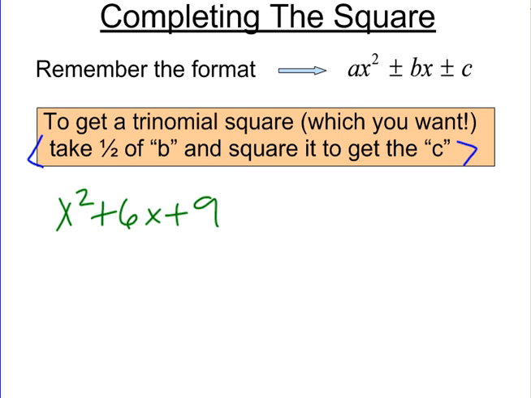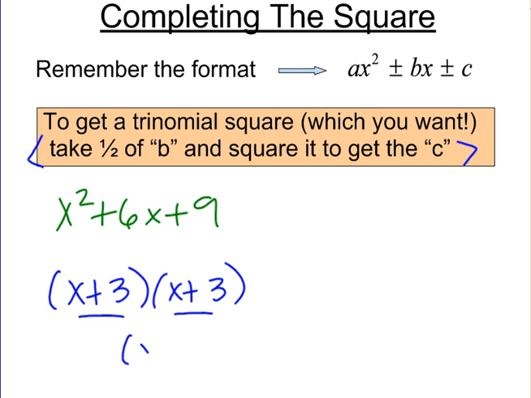Now, the reason why this is called a perfect square trinomial is because if we were to factor it, it would factor out two identical binomials. And we would be able just to say that this would be the factorization of that trinomial. So that's why this is called a trinomial square. That's what we want to get. We want it to be that way.